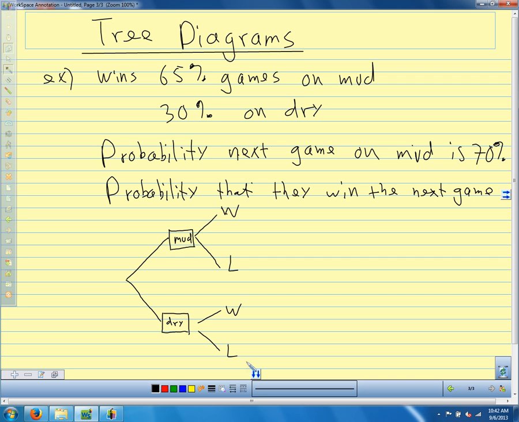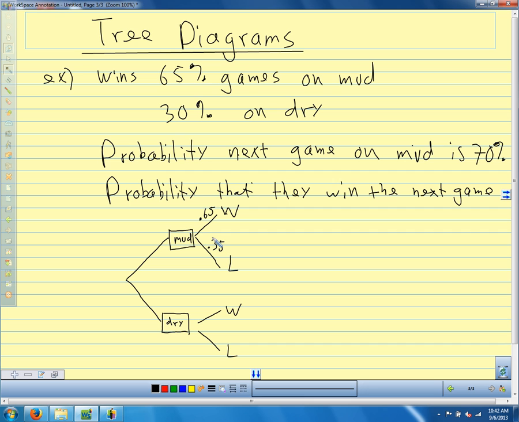Now what does the problem tell us? They win 65% of the games on mud. So this branch, if they play on mud, is 0.65. They have a 65% chance of going on that branch. Well, they can only play in two ways. So these two branches have to add up to 100%. They either win or they lose. So if this is 65%, what would this branch be? 35% or 0.35. These two have to add up to 100% because they either have to win or they have to lose.